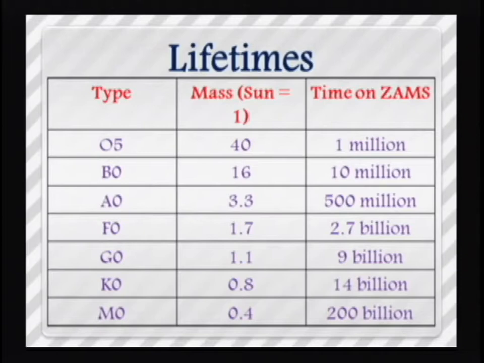Also remember, guys, we talked about O, B, A, F, G, K, and M. O, be a fine girl, kiss me. Or if you're a girl, O, be a fine guy and kiss me. Okay, and so that gives you the order of the spectral classifications. And so you can see on this chart, I have lifetimes, I have type, I have the mass, and I have the time on this 0 AMS. What is that? Well, 0 AMS stands for zero age main sequence. It's just another way that astronomers like to refer to that main sequence line.